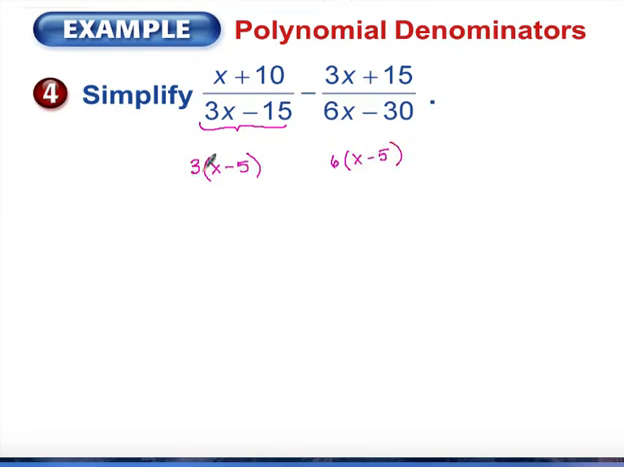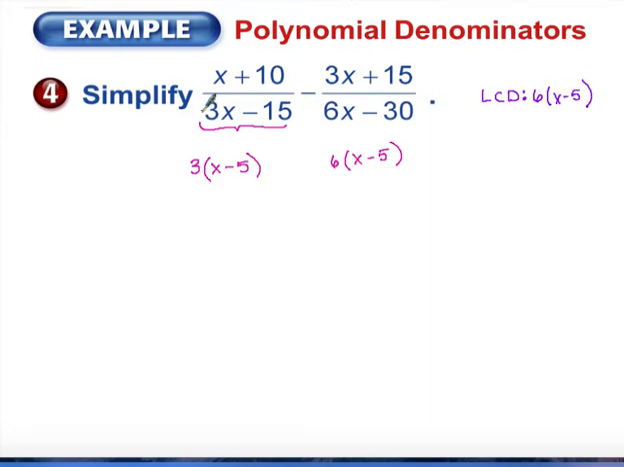Well, if you look at both of those terms, they're almost identical. They both have an x minus 5. So the only thing I'm going to have to do is fix this 3. Now, I can't make the 6 be a 3, but I can make the 3 be a 6. So I know that my lowest common denominator is going to be 6 times x minus 5.